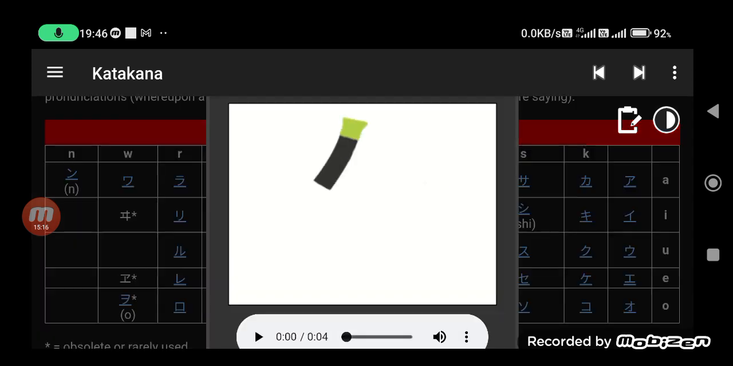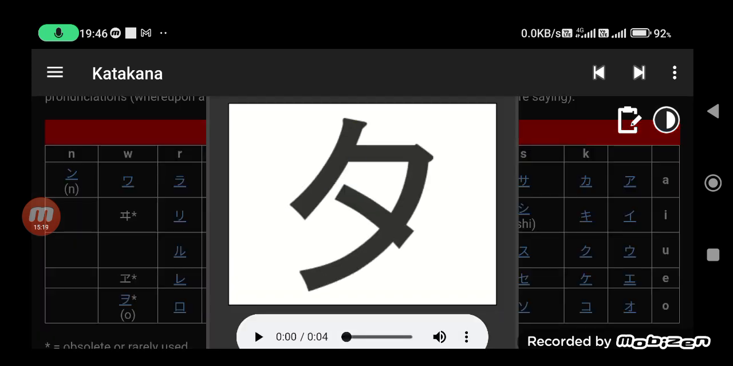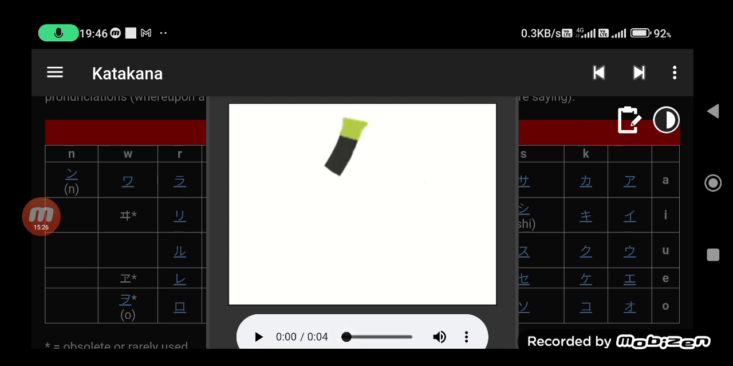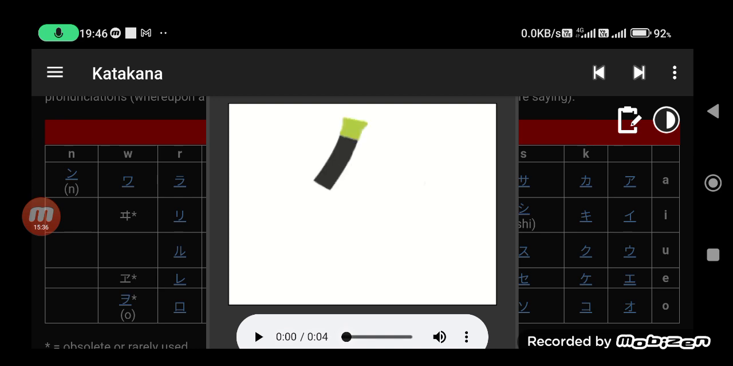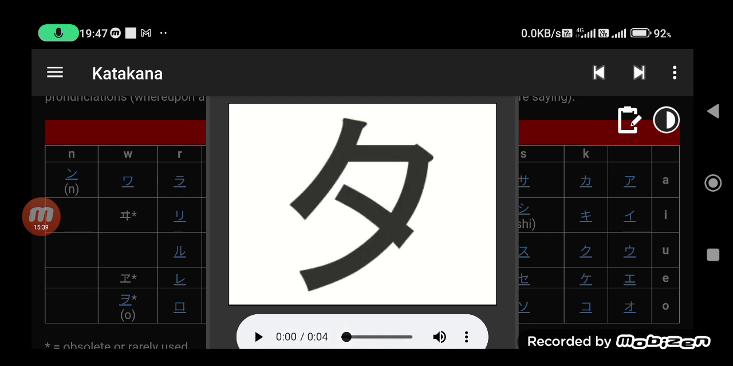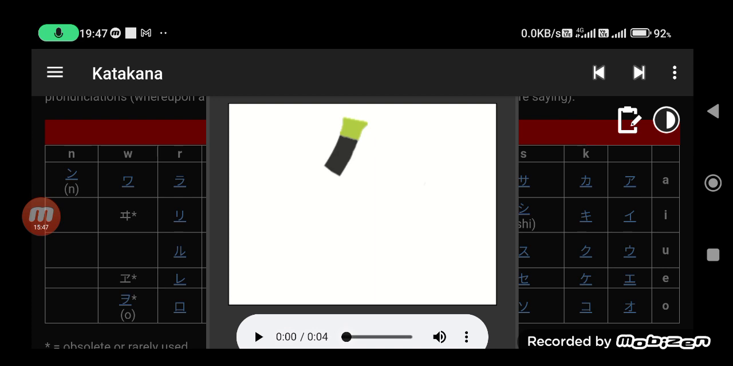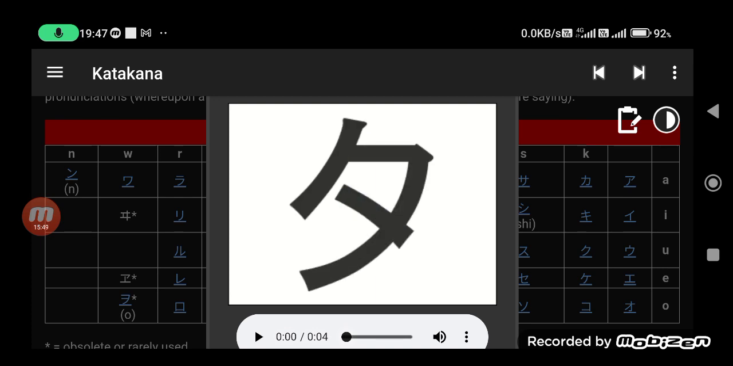Now we proceed to ta. Ta. Please take note of the correct writing for ta. The reader might get confused with the kanji for evening, yu. But just make the stroke order correct. Write it legibly to show the reader that you mean ta and not the yu of the kanji. This is ta, 3 strokes, ta.